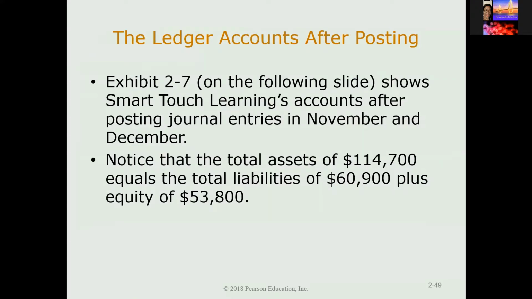Now, after recording the journal entries, the amounts are posted to the ledger. In the next slide, you'll see in Exhibit 2.7 a summary of the ledger accounts. Now, the accounting equation is in balance. It is in balance as assets equal $114,700 and liabilities plus equity also equal $114,700.